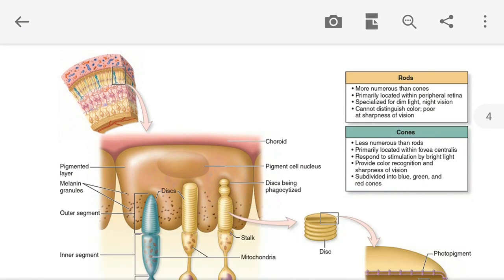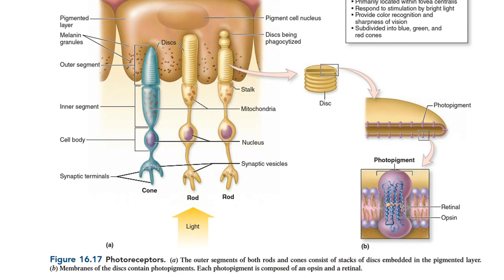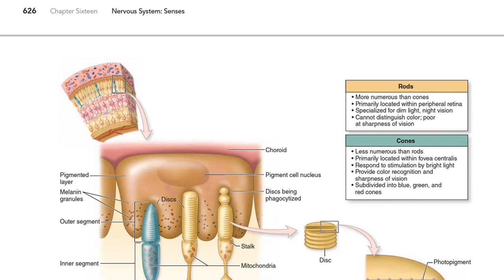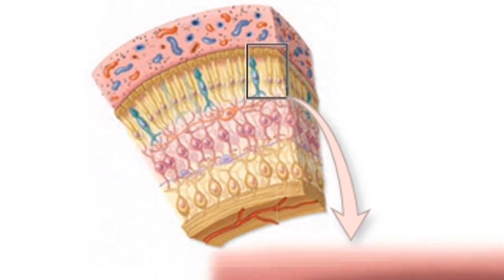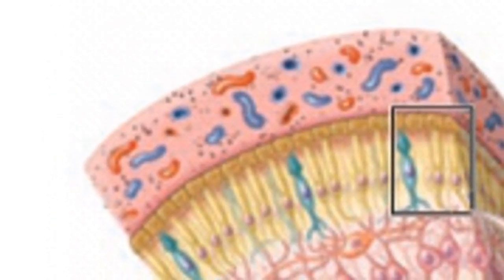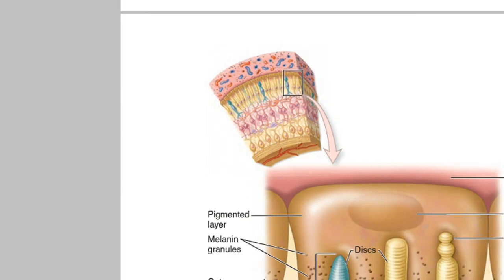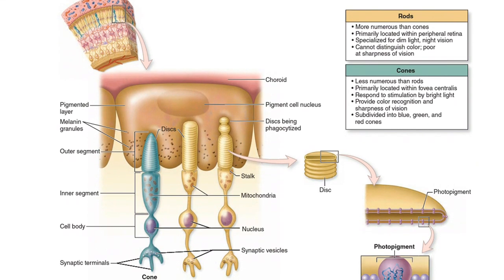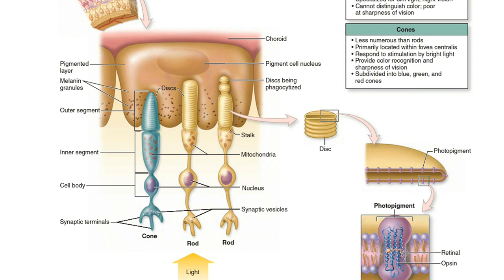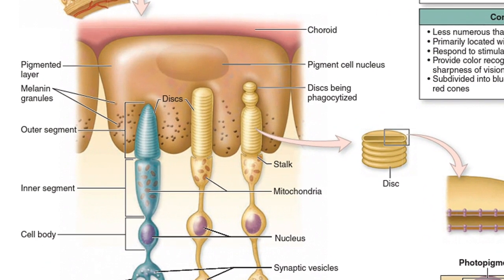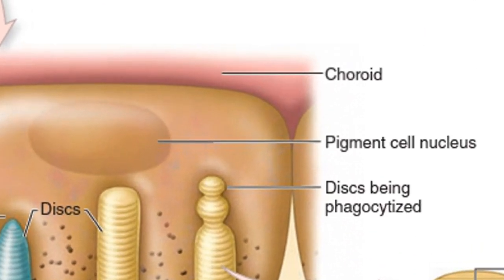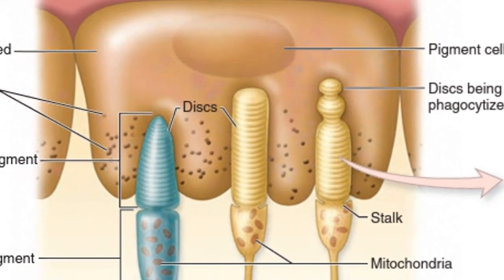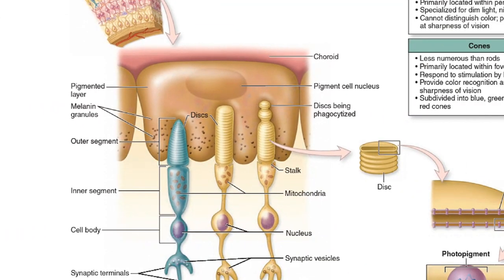Now in this figure, see the photoreceptor cell. This is the retina; the choroid is shown, then the choroid is followed by the pigmented cellular layer, and then the neural layer of the retina, and in that neural layer the photoreceptors, rod and cone, are shown. As you can see, the outer segment of this photoreceptor is embedded in the pigment cell nucleus.